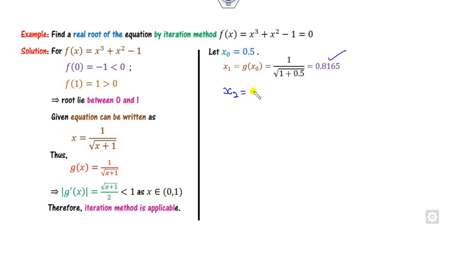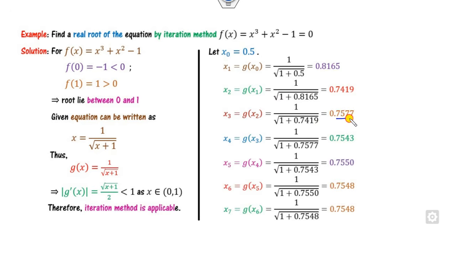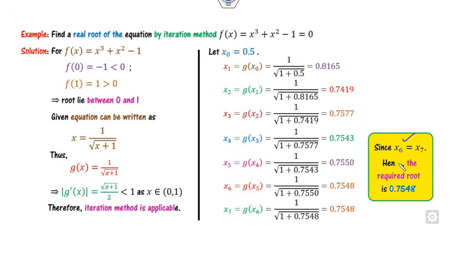Then I can find the value of x2, which is g of x1. What is that? This is 1 plus x, x is my 1.6. So I can substitute this value, and you will get the result here. Similarly, since we need up to 4 decimal places, and they are not matched, we can find the value of x3. And since again the 3 decimal places are not matched, you can see here that up to the 4 decimal places it matches. So I can say x6 and x7 are the same, so the desired root is here up to the 4 decimal places.